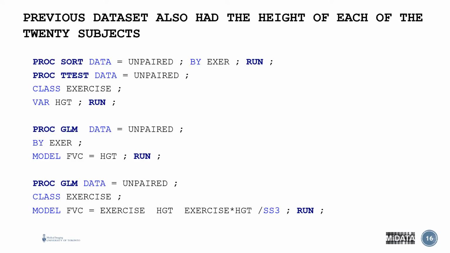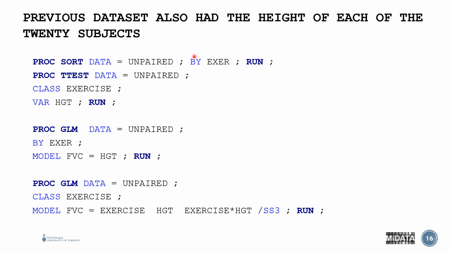Now, as it turns out, the previous data sets also had the height of each of the 20 subjects. And what if we were concerned that maybe height was associated with FVC? And how do we deal with that? Okay, so the first thing we're going to do is look to see whether the mean height between those that exercise and those that do not is significantly different. So that's easy. You guys are experts now.